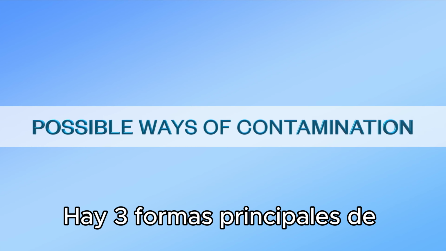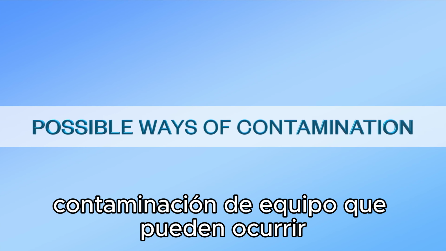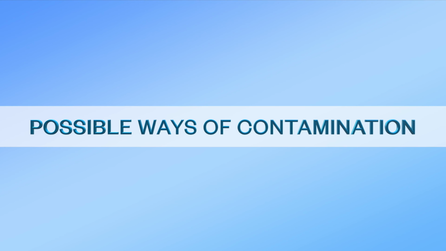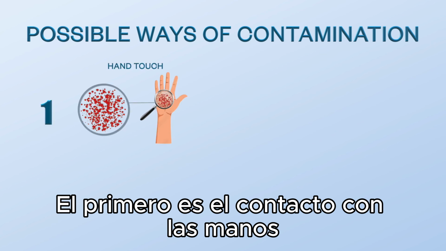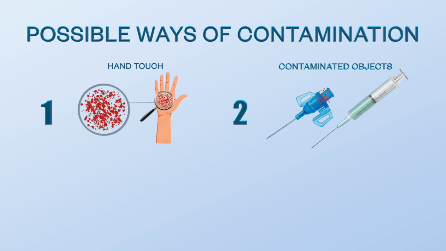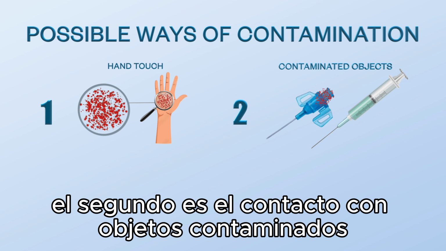There are three main ways contamination of equipment can occur during clinical procedures. First is contact with hands. Second is contact with contaminated objects. Third is airborne contamination.